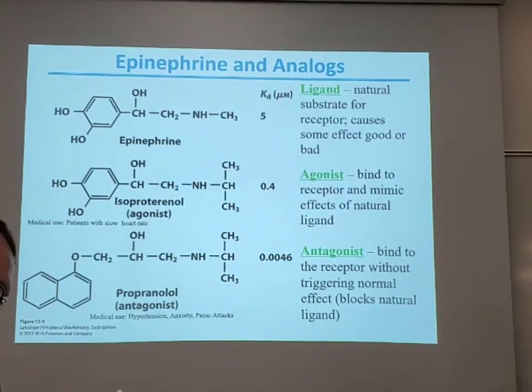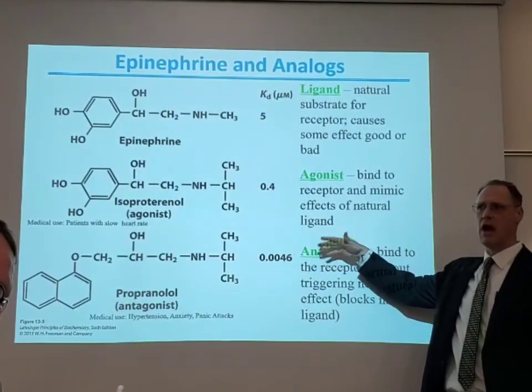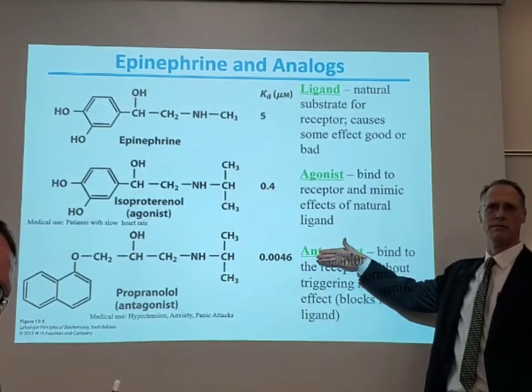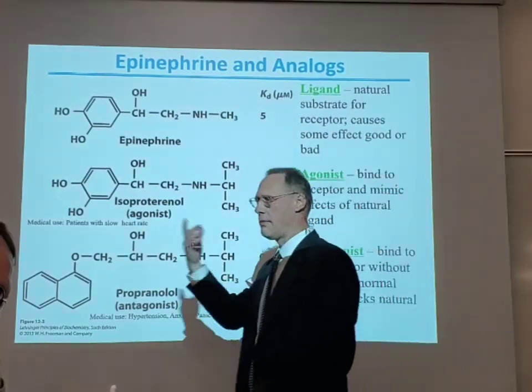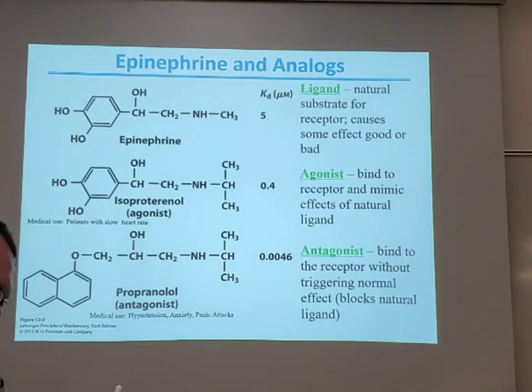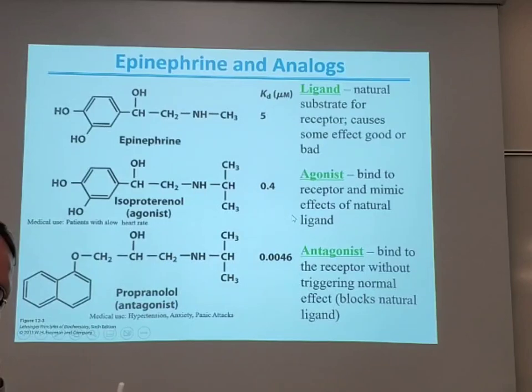Pretty easy. Okay, so an agonist is the promoter. An antagonist is saying, I'm not doing what I was supposed to do, I'm going to block that. The agonist is going to do just what I normally would have done. It's just a molecule that will substitute for the natural ligand. All right, fantastic.